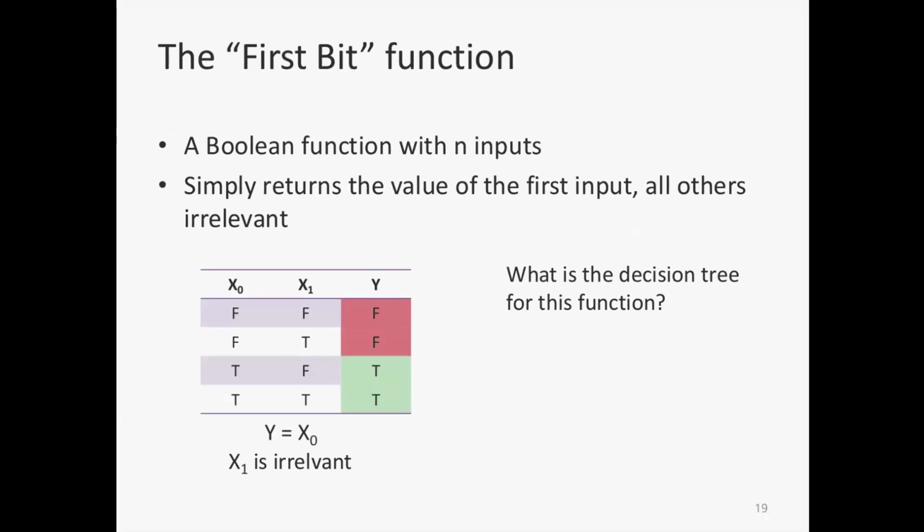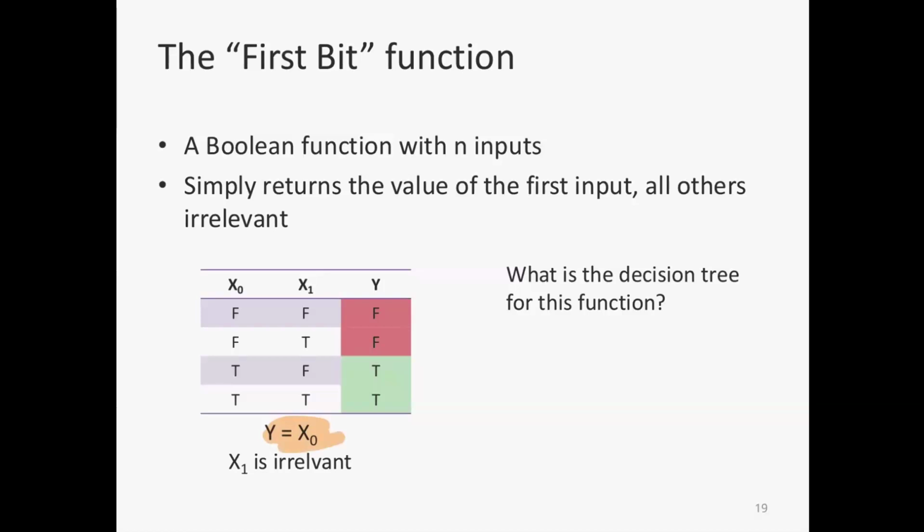Imagine that you have a feature vector with n features, all Boolean. In this case, you have two of them, x0 and x1. And what the function does, no matter how many features you have, is take the value of the first feature, x0, and copy it over to the output. So the function is simply y equals x0. x1 in this table is irrelevant. And if you have n features, everything from x1 to xn minus 1 is irrelevant.